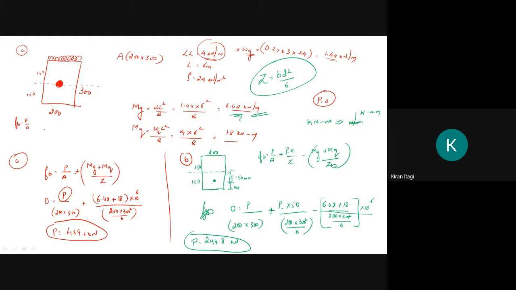So from this question, if you are placing your tendon at the center, how much pre-stressing force is required? 489.60 kilonewton of force is required. Suppose you are placing your tendon at some eccentricity, say 50 mm, then 244.80 kilonewton is required.